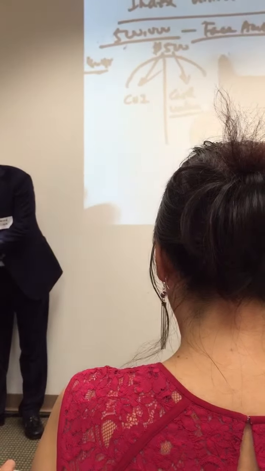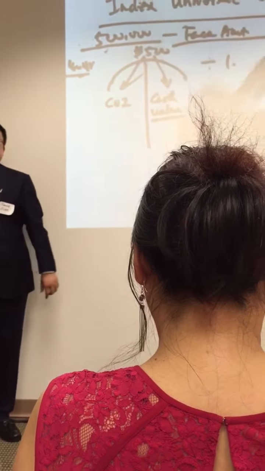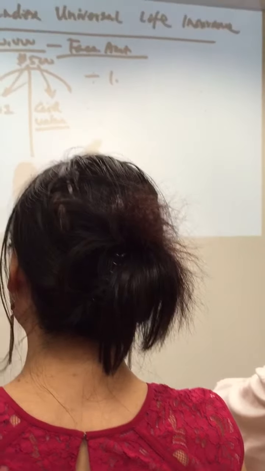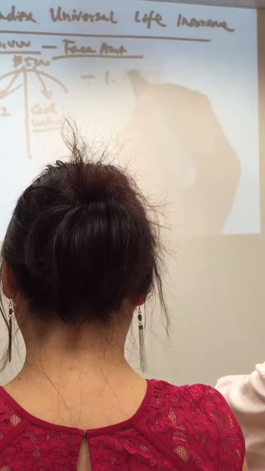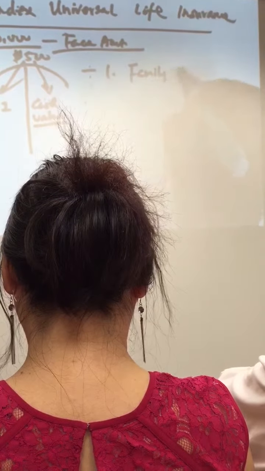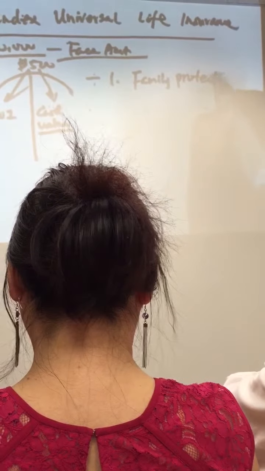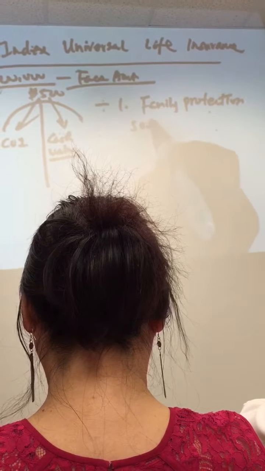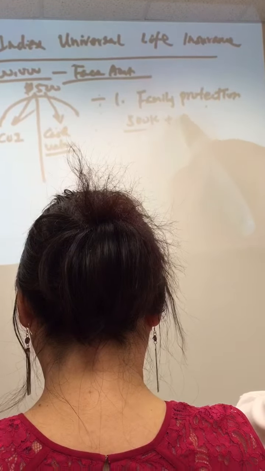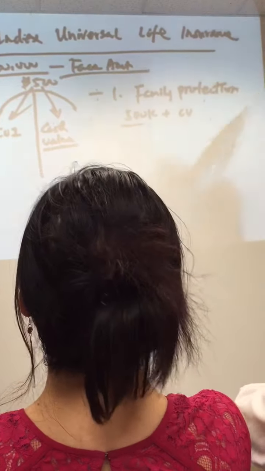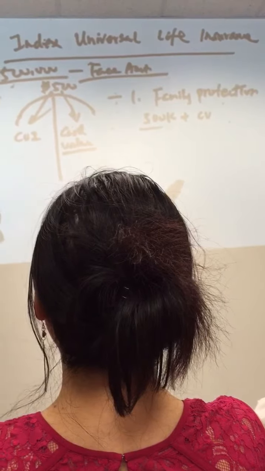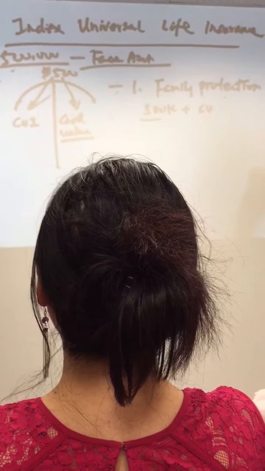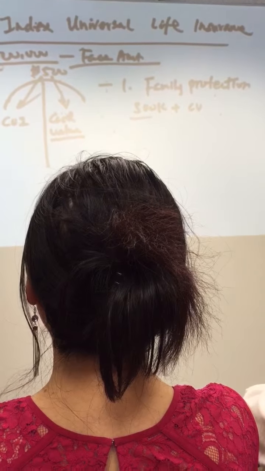Number one, if something happened to you, let's say you got a policy and you die, then your family gets protection. Your family will receive $500,000 plus the cash value if you use the death benefit increase option. So first, you get family protection.